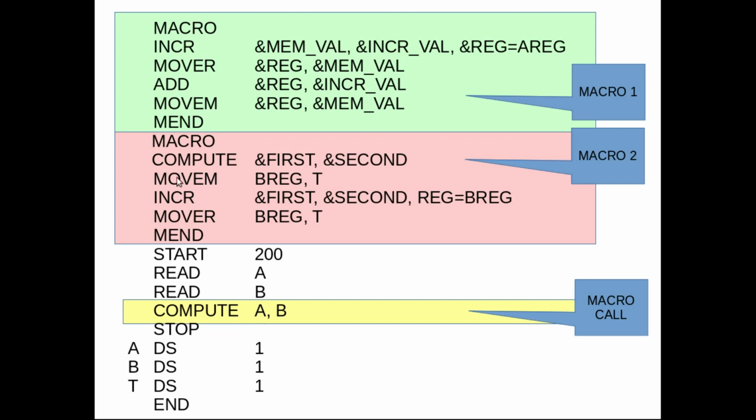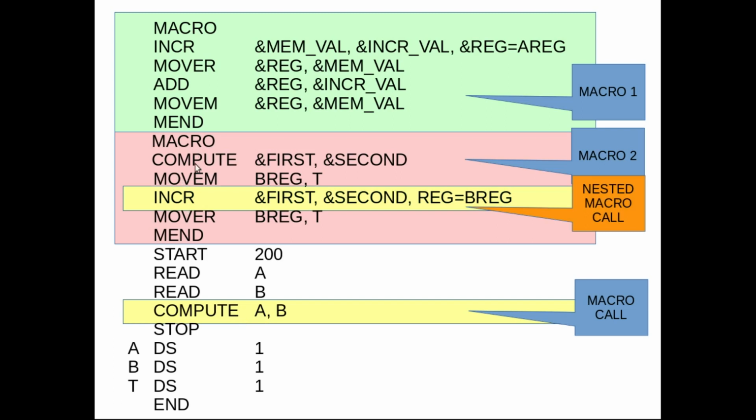And if we look at the macro compute, we will see that within this macro we are calling the first macro increment. So this is an example of a nested macro call. The first macro call is appearing within the main program, so this is not a nested macro, but the second macro call is appearing within a macro, and such macro calls are called nested macro calls.